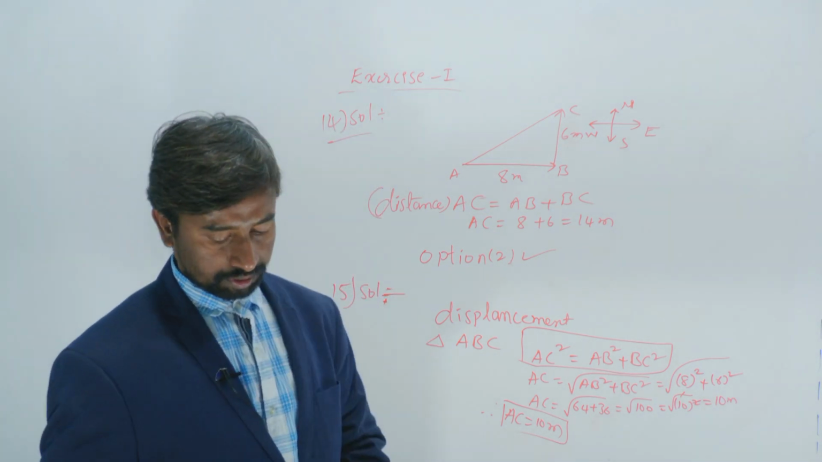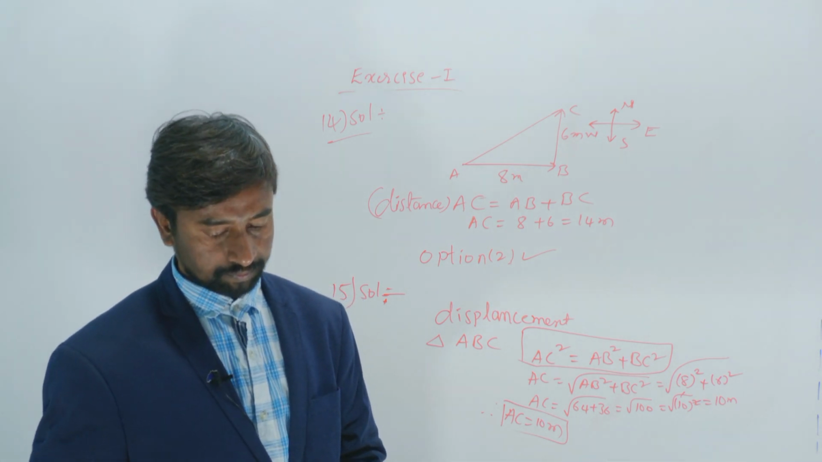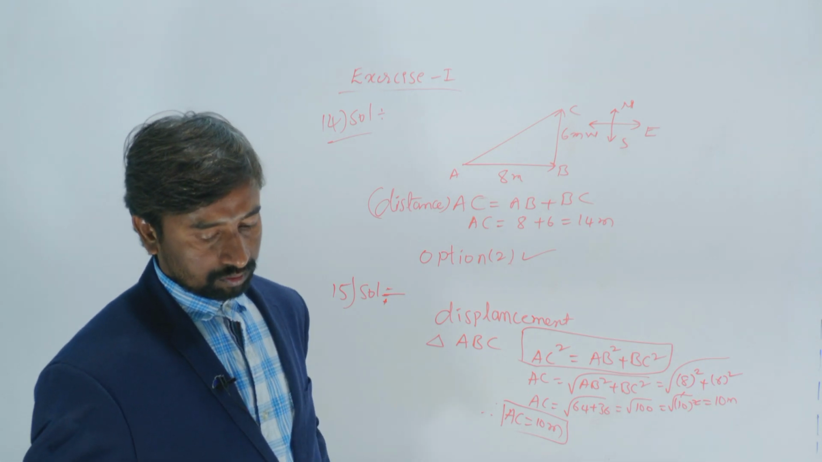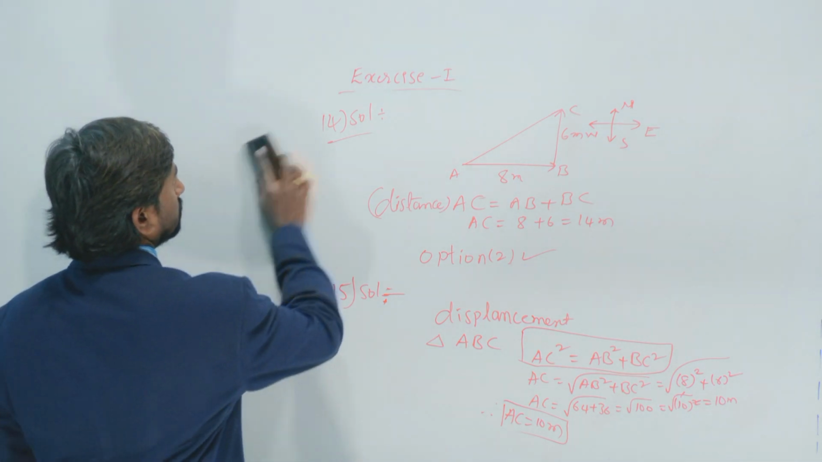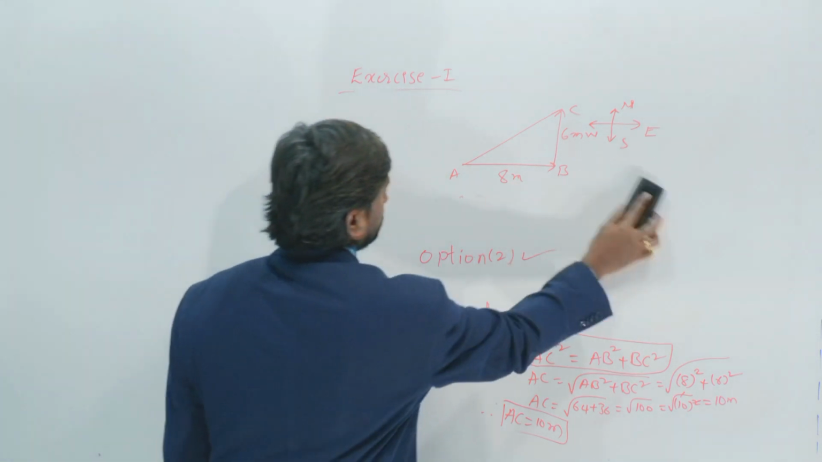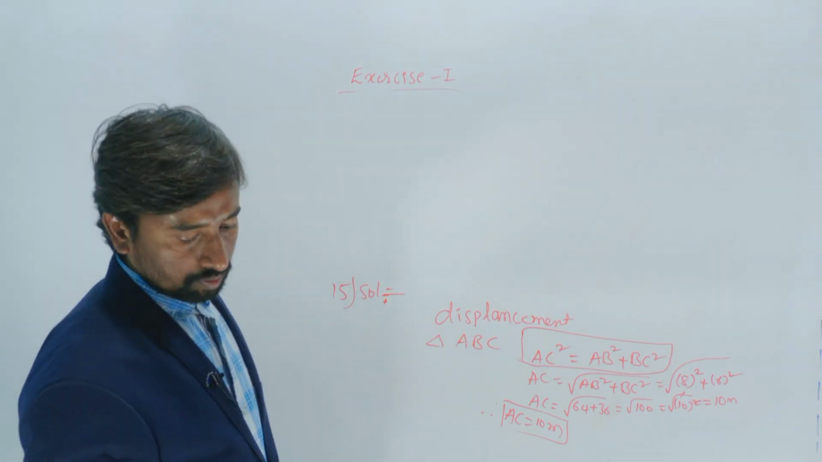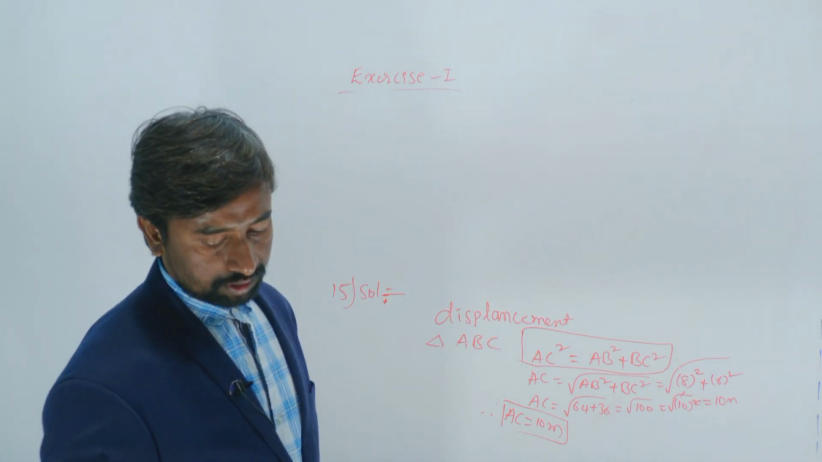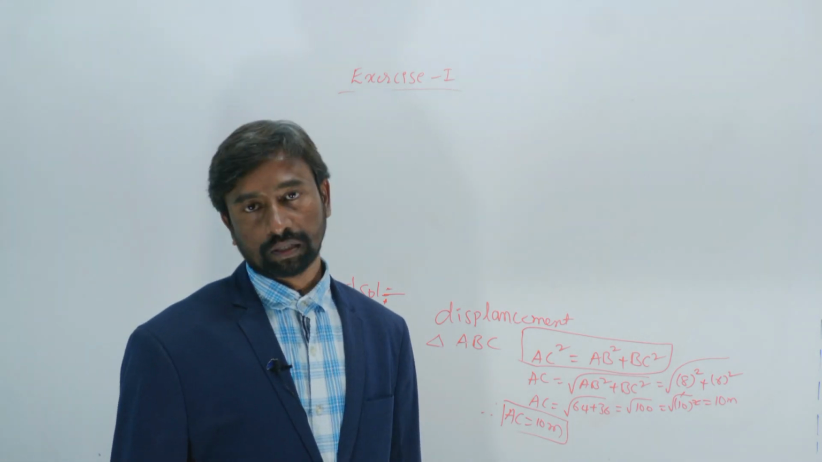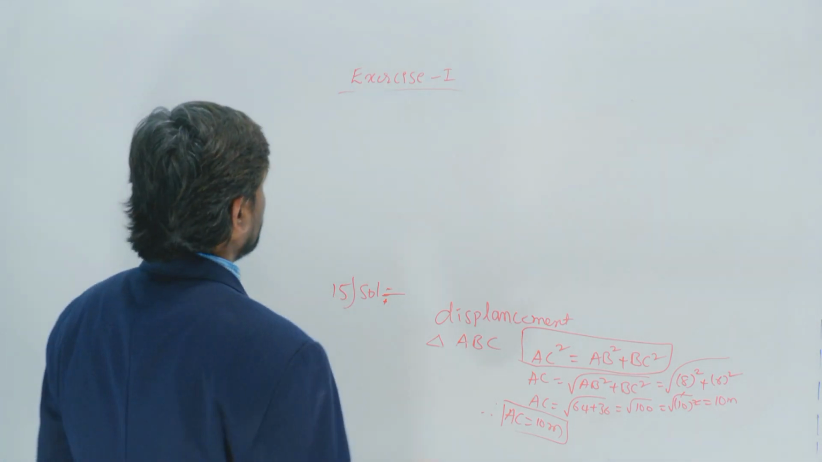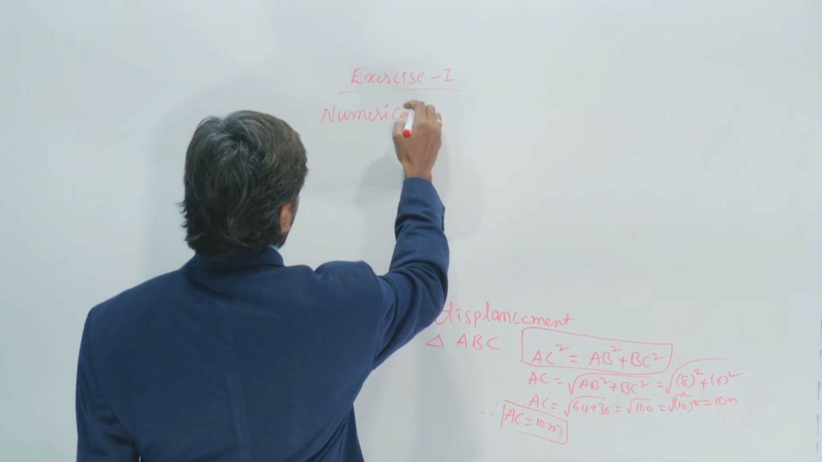Now we will see numerical answer type questions. A car travels 10 kilometers towards east, then travels 5 kilometers towards west. The displacement of the car is?